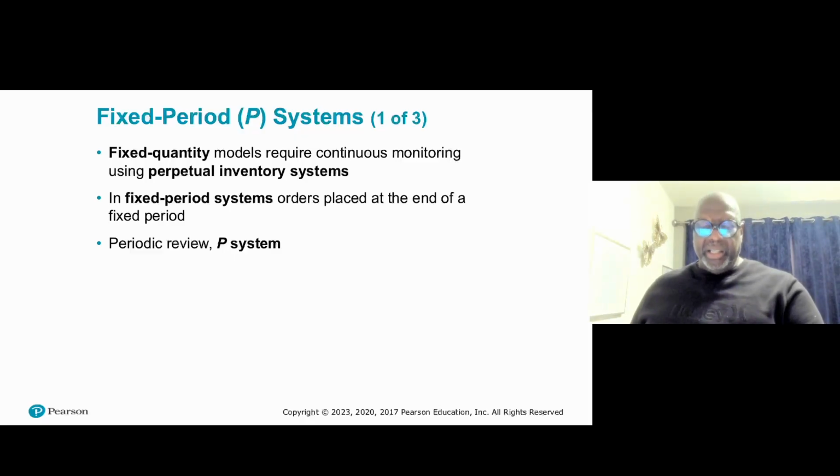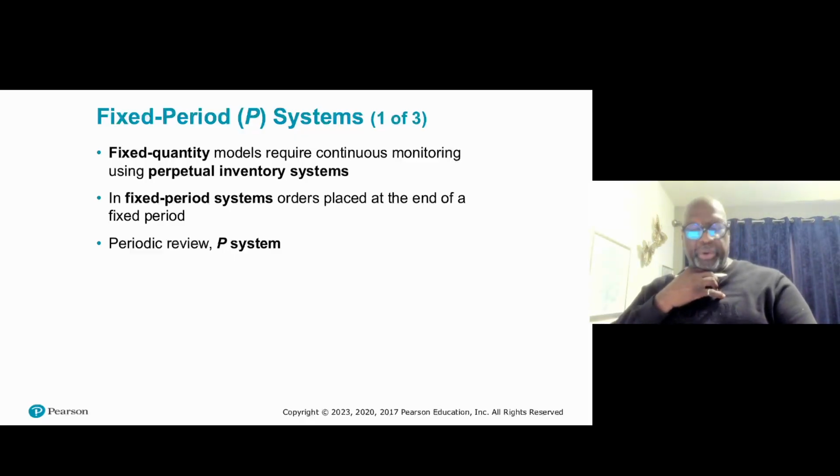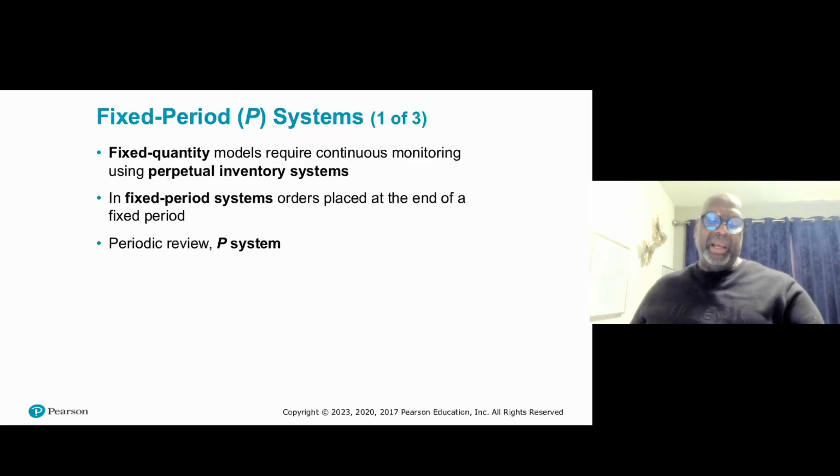Let's close out on the fixed period system. Well, what do we mean by fixed period versus continuous monitoring? So I mentioned to you in the last video that the continuous review system is one where we monitor the inventory all the time, and then when we hit the reorder point, we place the order. We would have to do that if we want to have a reorder point system.